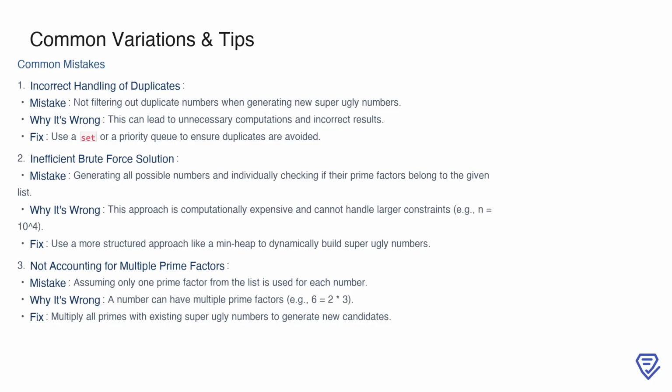Lastly, there's the mistake of not accounting for multiple prime factors. For example, numbers like 6, which is the product of 2 and 3, demonstrate that a number can include more than one prime factor from the list. The solution here is to multiply all primes with the existing super ugly numbers to generate new candidates systematically.